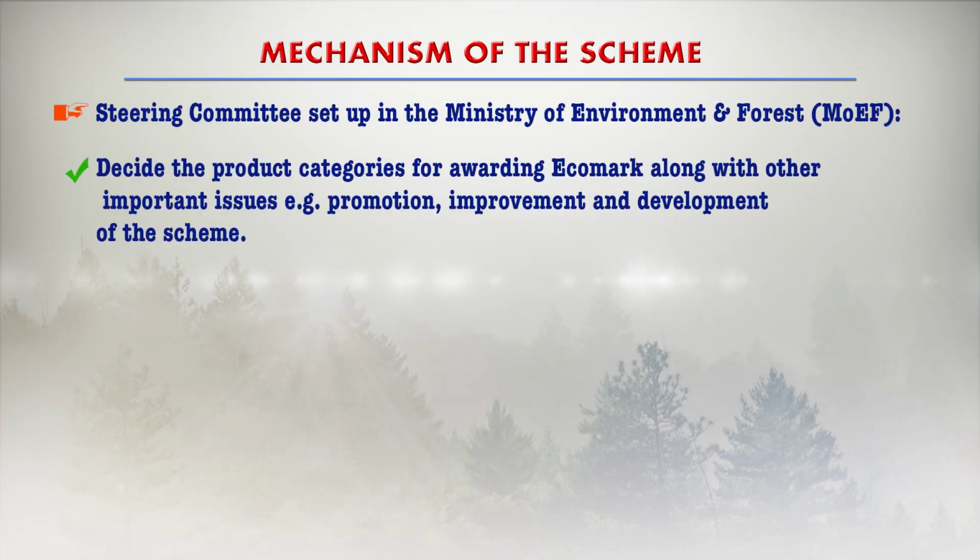The mechanism of this Ecomark scheme. According to this, 3 committees are actually involved in the criteria and the development of each product category and for the award of the Ecomark. First is the steering committee, which is set up in the Ministry of Environment and Forest, and they decide the product category for awarding the Ecomark, with other important parameters like the promotion, improvement and development of the scheme. Then the technical committee in the Central Pollution Control Board. Here we have the functions of this committee, and they include classifying the environment friendly product, reviewing the existing criteria, product assessment and evaluation of the environmental impact of a product.